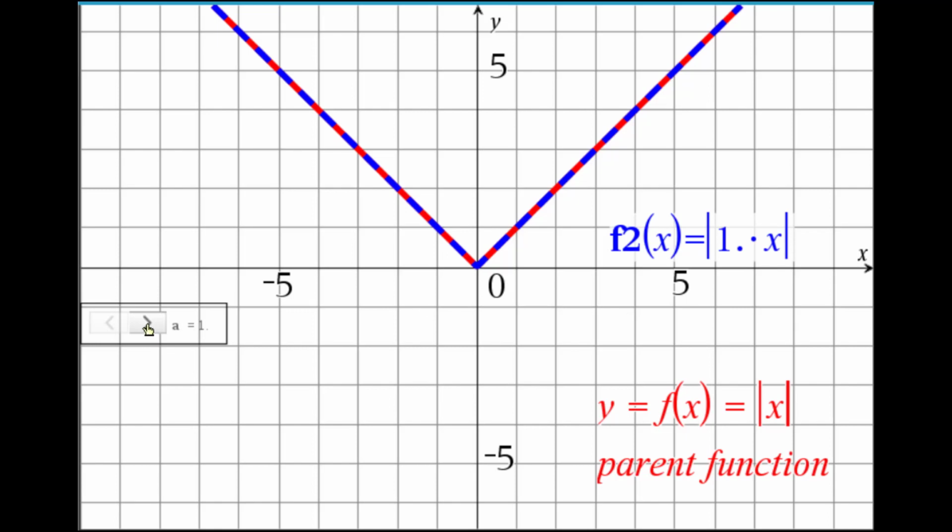But when I increase A to 2, this is the absolute value of the quantity 2 times x. Notice how it compares to the absolute value of x as A increases to 3, and then 4, and 5, and 6. Now let's go ahead and decrease that coefficient and watch what happens as that coefficient decreases. Look for patterns.